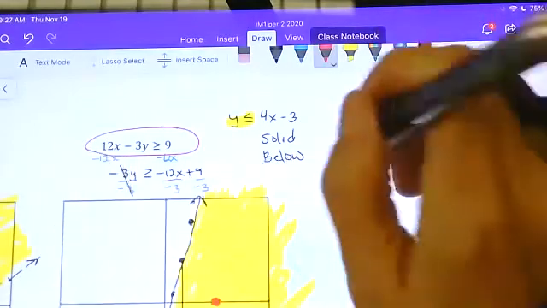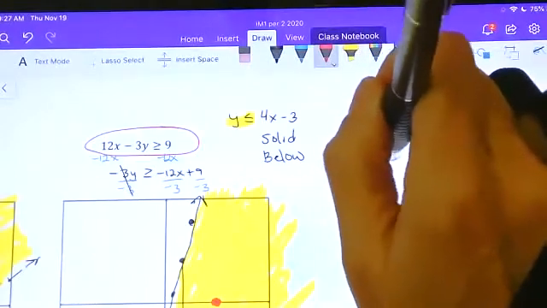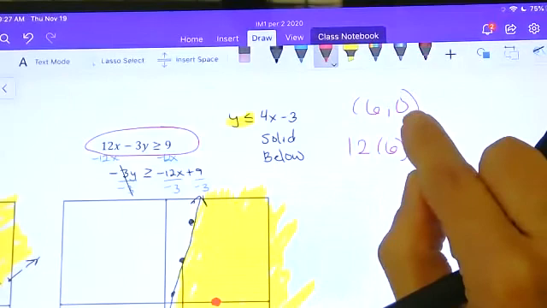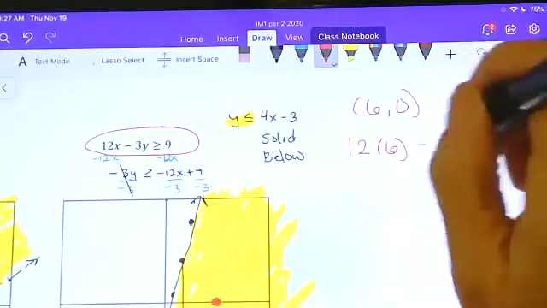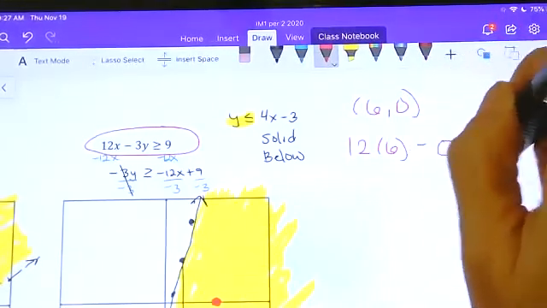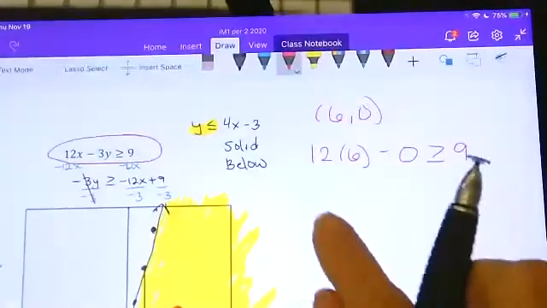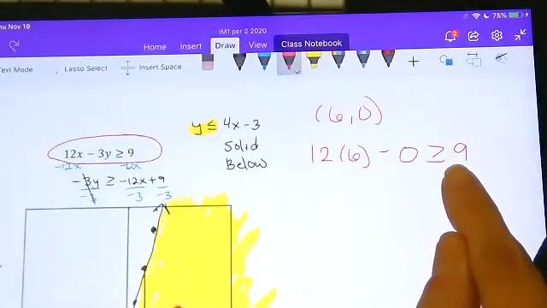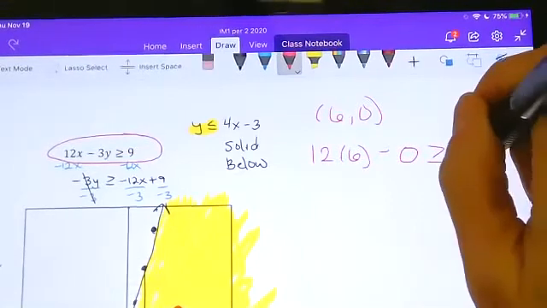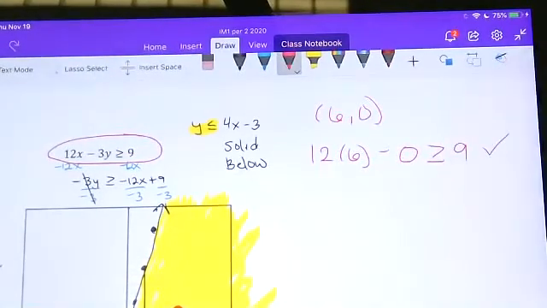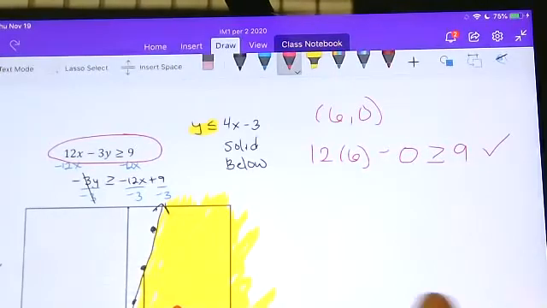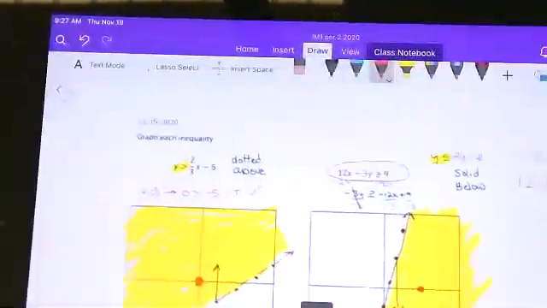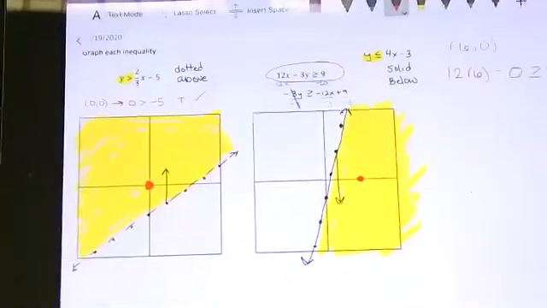So I'm going to do 12 times the x minus 3 times the y. The y is 0, so that's minus 0. Needs to be greater than or equal to 9, and that is true. 12 times 6 is 72. Subtracting 0 is definitely greater than or equal to 9, so this checks. Okay, so just check a point in the shaded region. Make sure that it is true.